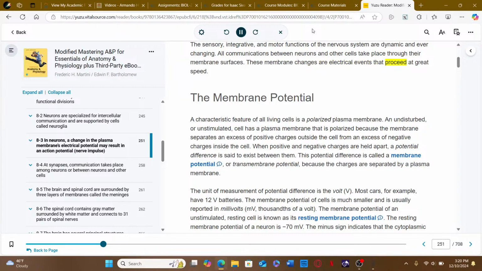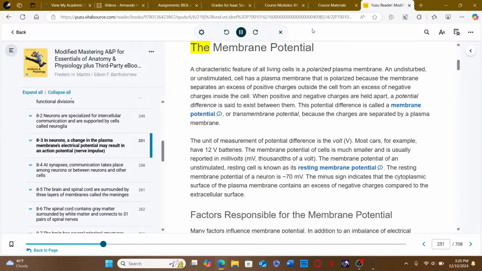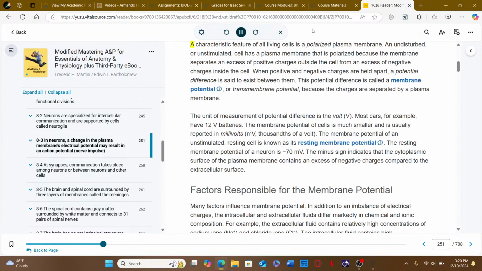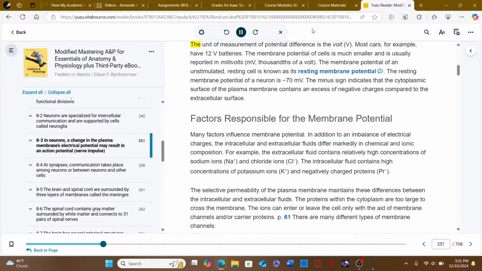These membrane changes are electrical events that proceed at great speed. The membrane potential. A characteristic feature of all living cells is a polarized plasma membrane. An undisturbed, or unstimulated, cell has a plasma membrane that is polarized because the membrane separates an excess of positive charges outside the cell from an excess of negative charges inside the cell. When positive and negative charges are held apart, a potential difference is said to exist between them. This potential difference is called a membrane potential, or transmembrane potential, because the charges are separated by a plasma membrane.